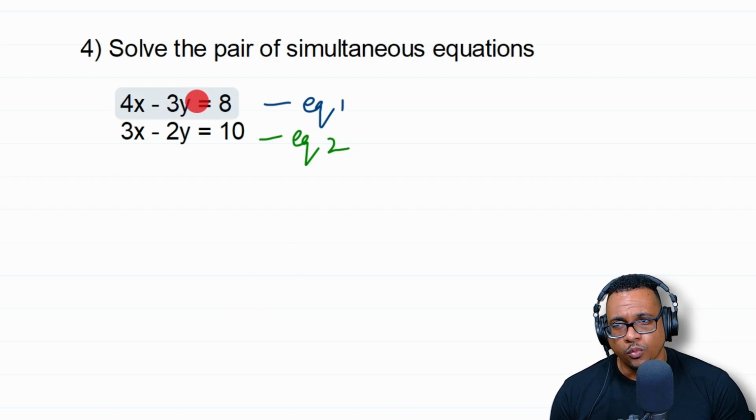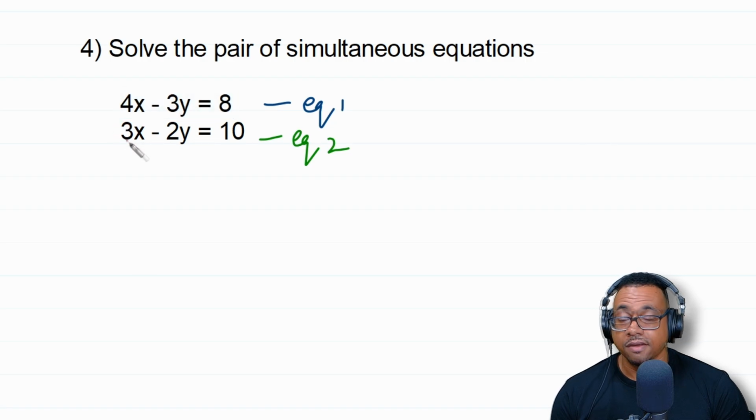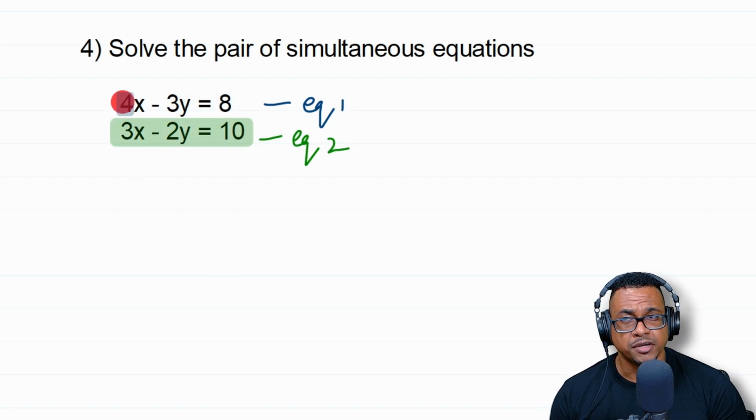You're going to take equation 1, and you see this first number 3 in equation 2. I'm going to multiply equation 1 by this 3. Then I'm going to take equation 2 and multiply by this 4, which is the number in front of x for equation 1.